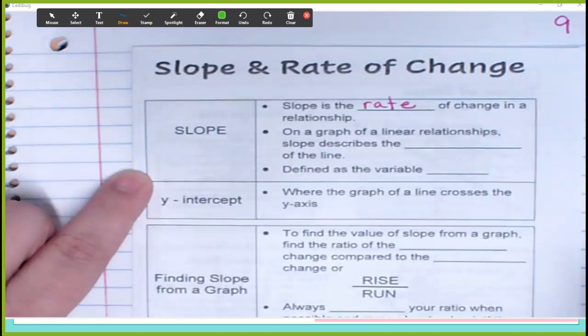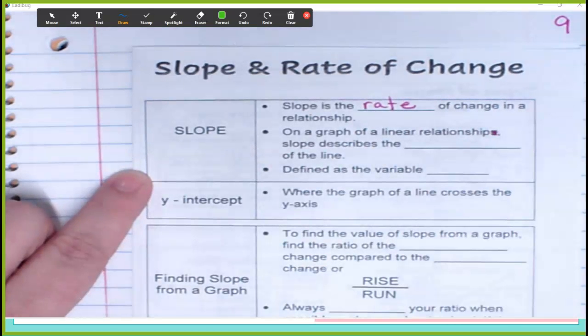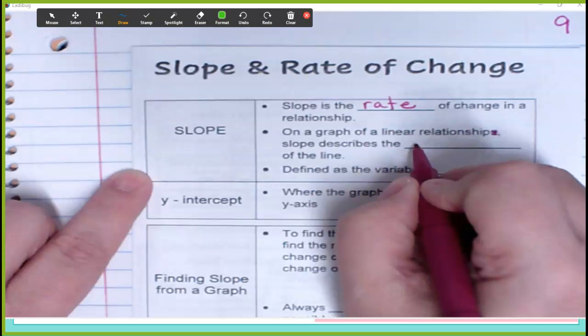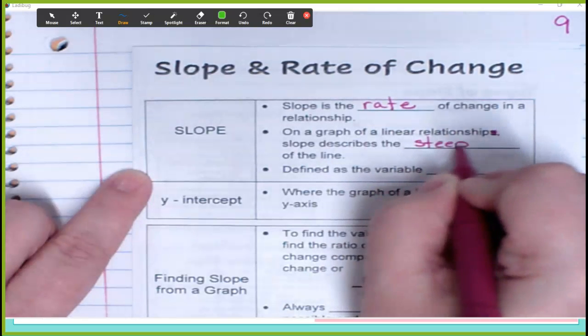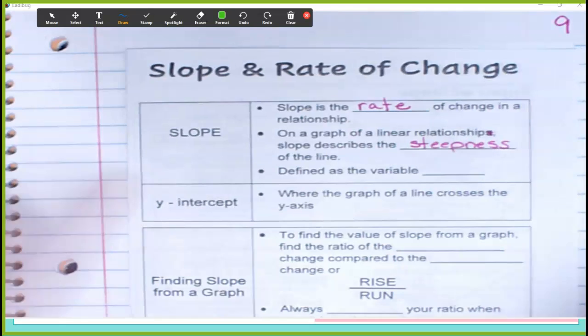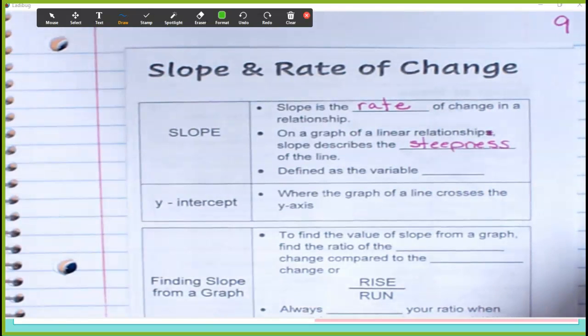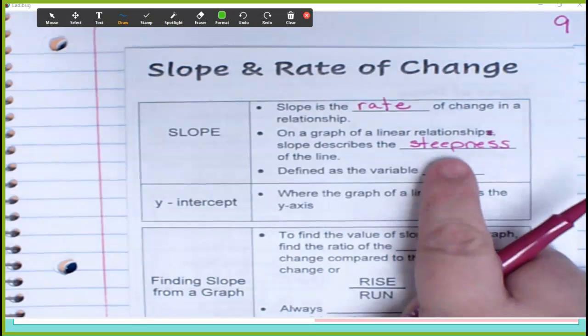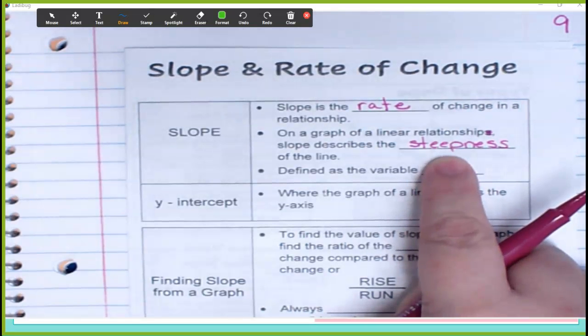On a graph of a linear relationship, the slope describes the steepness of a line. What does steepness mean? Yes? Going down. It could be going down. It could also be going up. Let's think if you're thinking of a road and it's really, really steep, the line is almost, it's closer to being up and down, right? Vertical. But if it's not steep, it's kind of almost a little more leveled out. So it'd be how steep the line is. Like how fast or how slow that rate of change occurs.